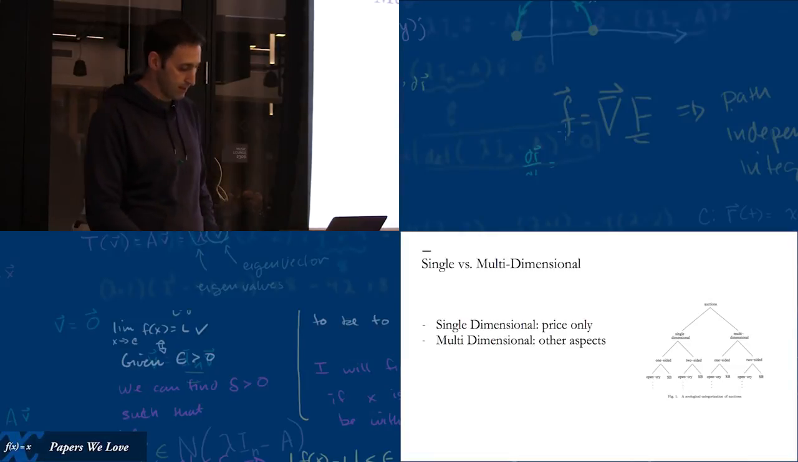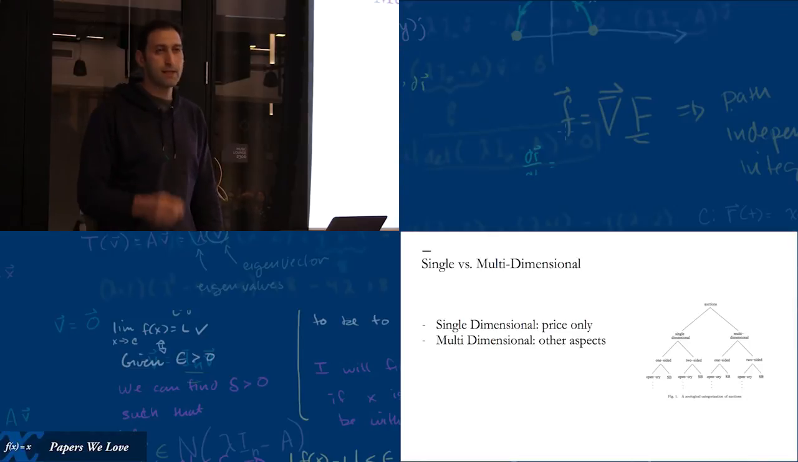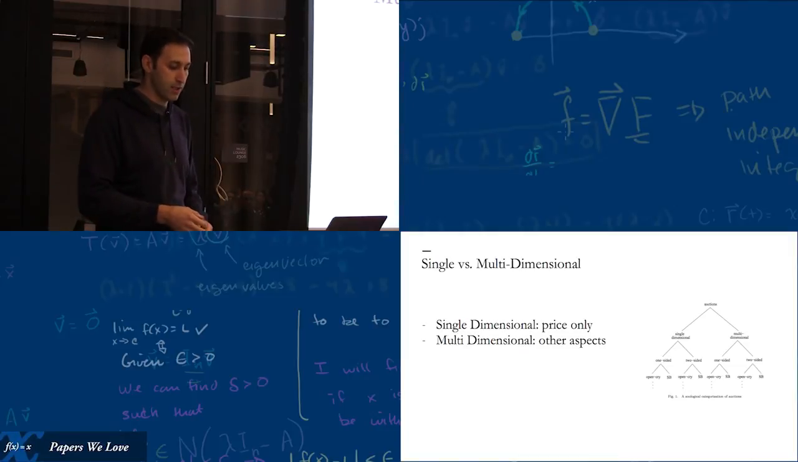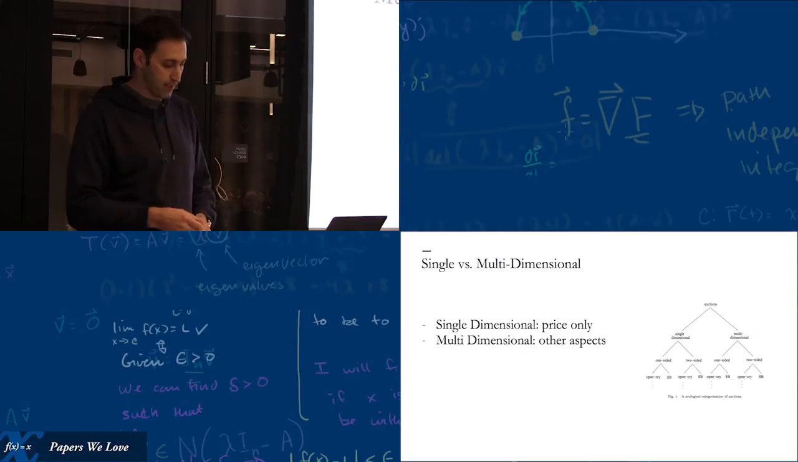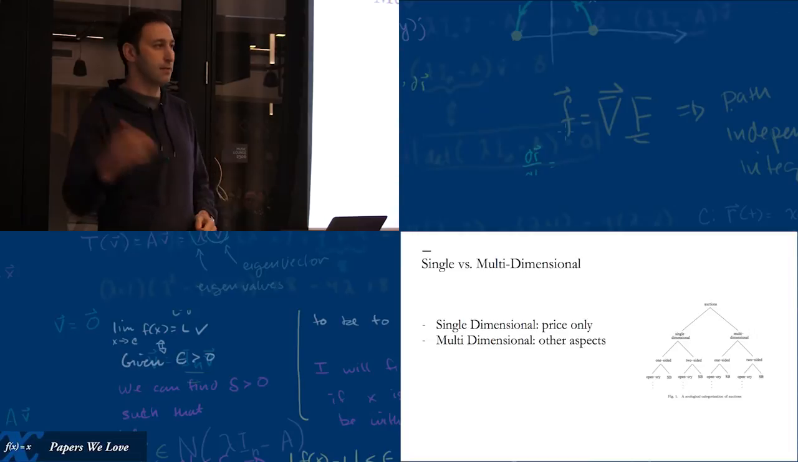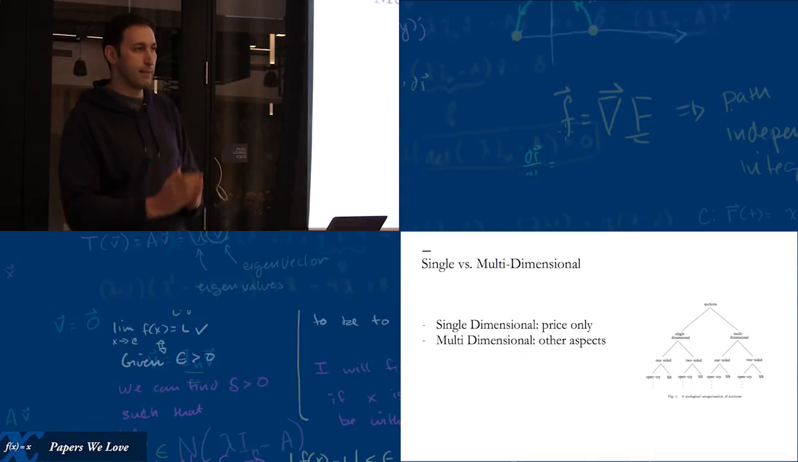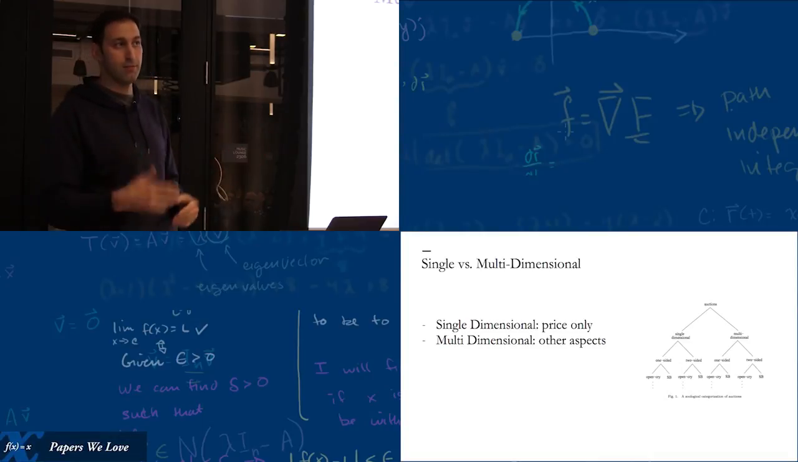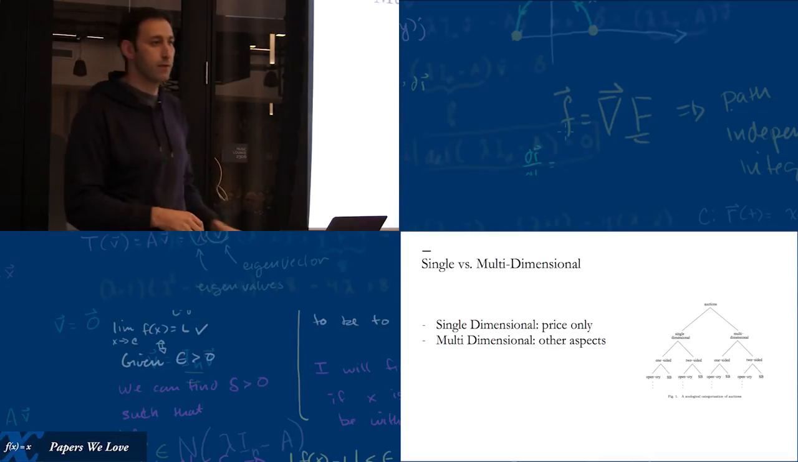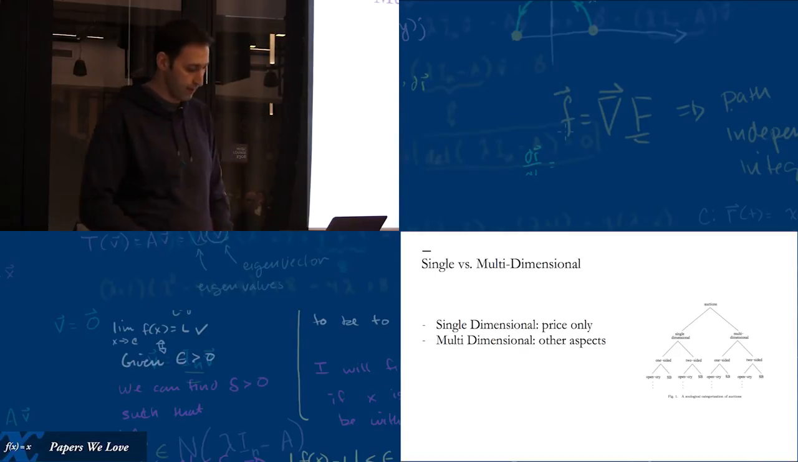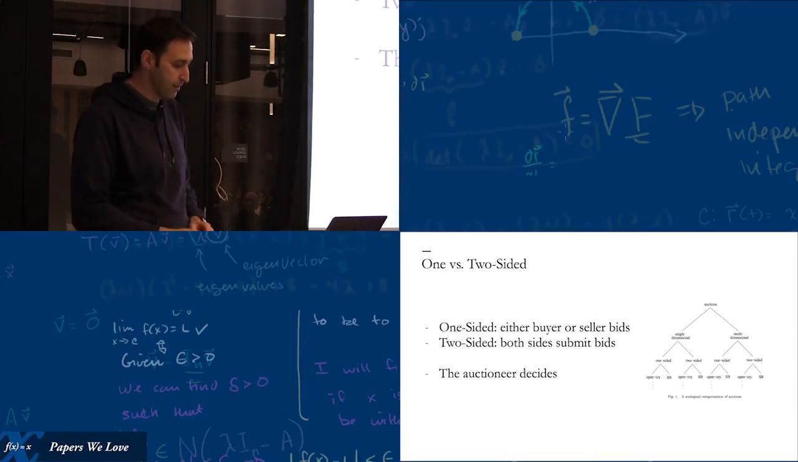A single-dimensional auction means that there is only one aspect that matters, and that is the price offered for a good. In a multi-dimensional auction, you have other important aspects, such as the quality of the good being delivered, or maybe the date at which the item is delivered. So they're not as simple as just the price for an item. If I am auctioning fish, it matters how fast the fish can be delivered to me. So there are many more aspects. It's price only versus other aspects.